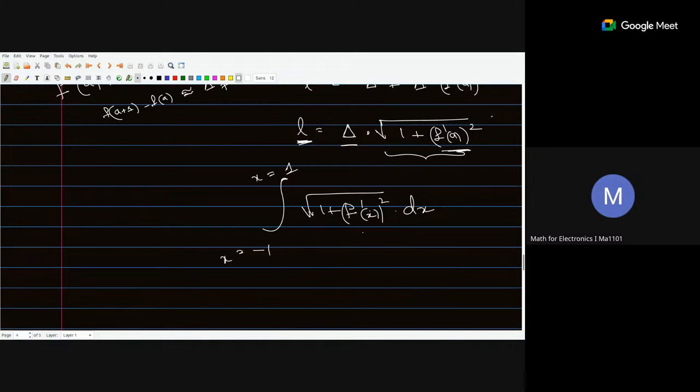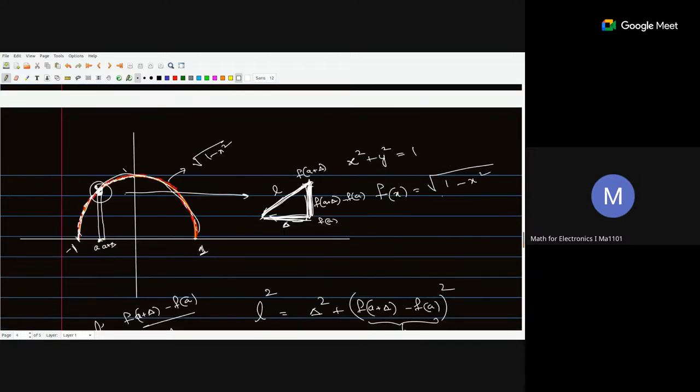And if f of x is this, if you compute f prime of x, you will get minus x by square root of 1 minus x square. Try this out, you'll get this.